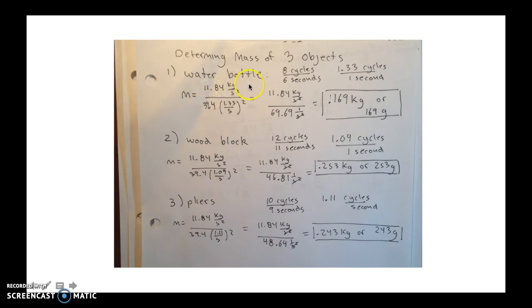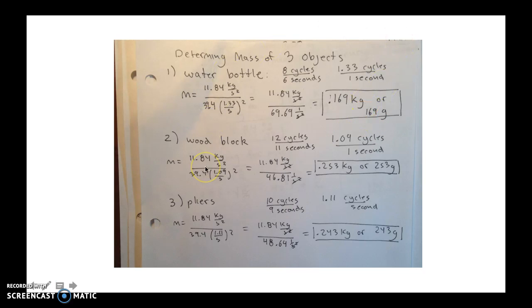So for the water bottle, through a video, I found that it went through 1.33 cycles per second. Plugging those values in, the K constant with the frequency, I eventually have 0.169 kilograms as the mass of the water bottle, or 169 grams.